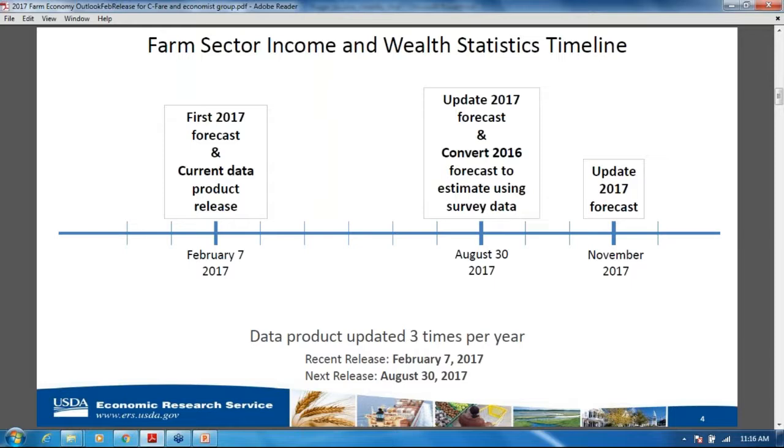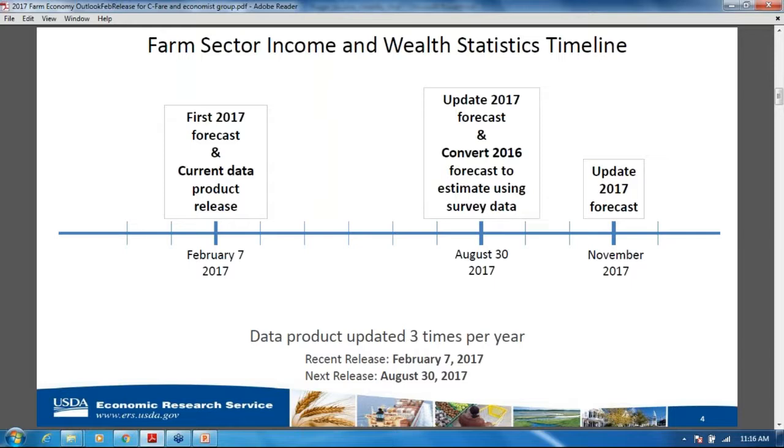Over the next couple of months, we'll gather planting information, weather information, sales, all this kind of survey information from different federal agencies, and we'll update our forecast in August, and this year on August 30th. We'll update our 2017 forecast, and then we'll convert the 2016 forecast into what we call a historic estimate. So at that point, we'll have 2016 state-level data available.